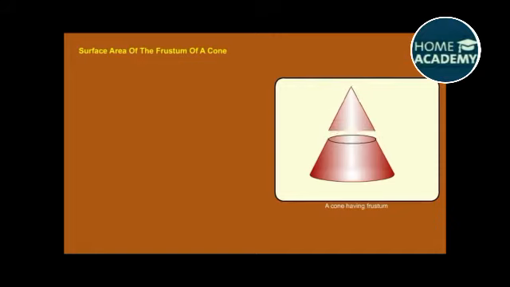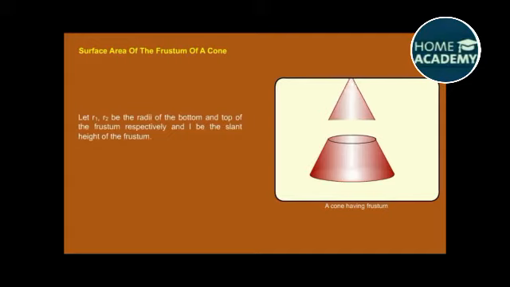Surface area of the frustum of a cone. Let R1, R2 be the radii of the bottom and top of the frustum respectively, and L be the slant height of the frustum.